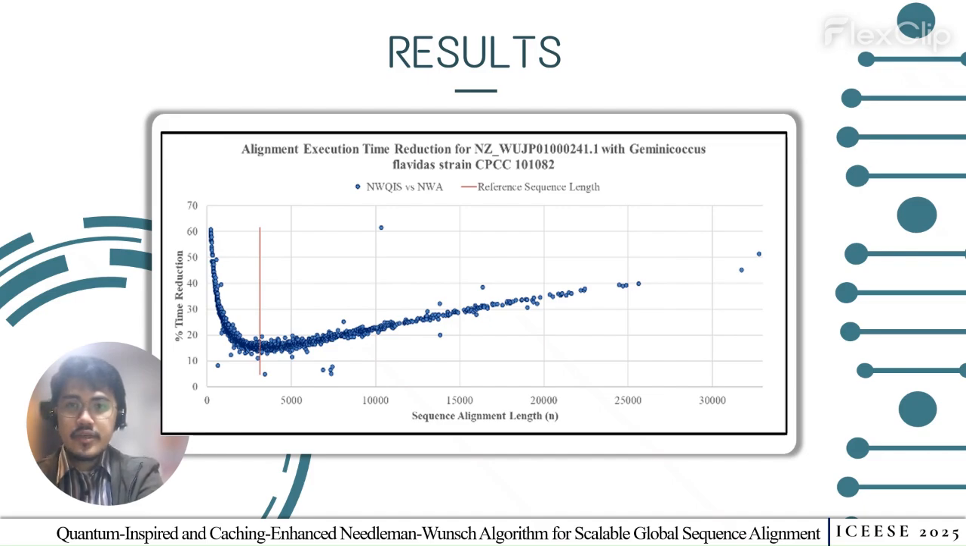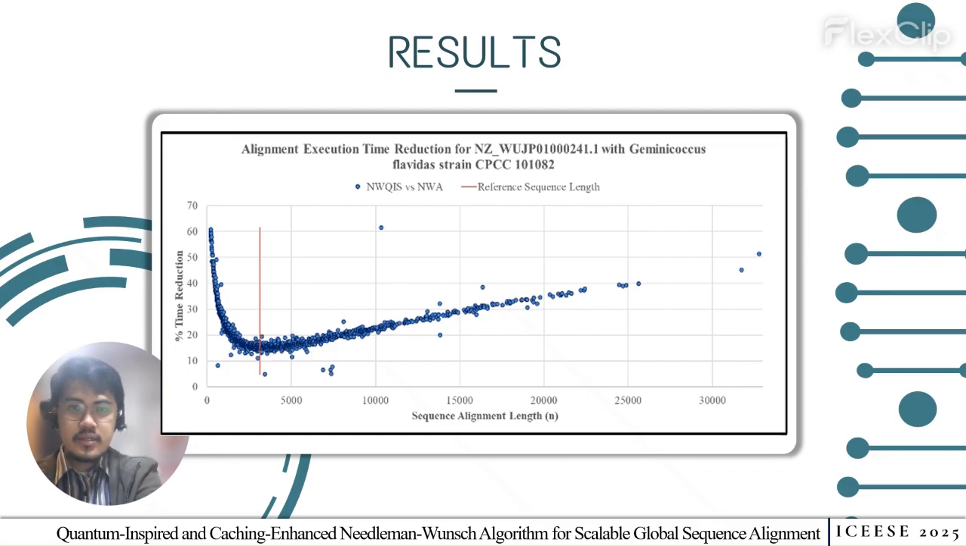This figure illustrates the execution time trends when aligning the reference sequence against sequences of Geminicoccus flavida strain CPCC 1010A2 available in the NCBI database, with sequence lengths ranging from 203 to 32,759 nucleotides. The results show that the smallest reduction in execution time occurs when the reference and query sequences are nearly the same length. See the red line, with performance gains below 5%.